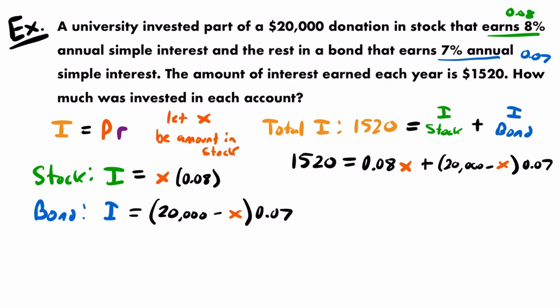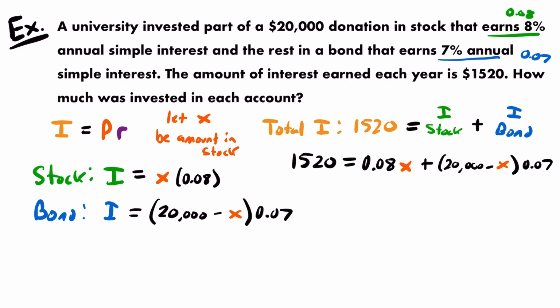Okay? And so just like with the previous example, we now have an equation with one unknown variable that we can solve for. We can use our equation solving skills that we've learned in previous videos of algebra to solve for that unknown value of X. And once we have it, we will then know the amount invested in the stock because we let X be that amount, and then we can just subtract that from 20,000 to figure out how much was invested in the bond, right? That's our end goal. We want to know how much was invested in each account, and so that's what we're going to find.